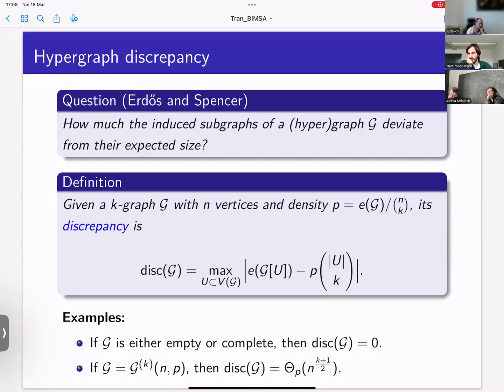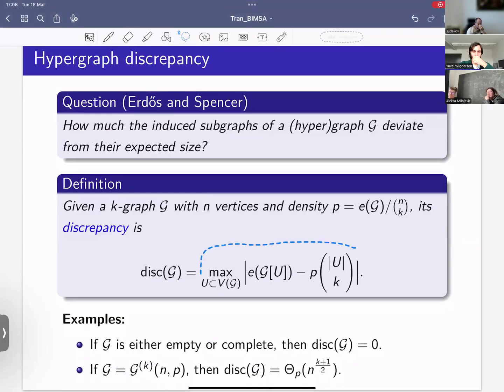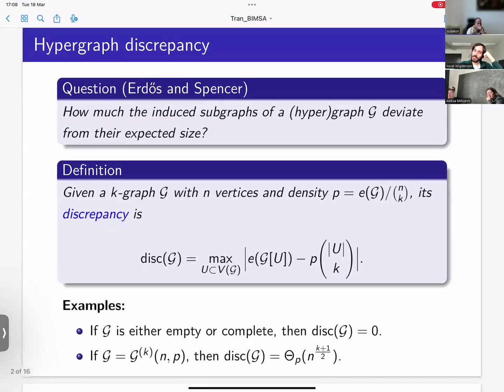Now we have a k-uniform hypergraph G with n vertices, and the density of G is p. So p is the number of edges of G divided by n choose k. The discrepancy of G is defined as this maximum. Let me explain. This is the number of edges.